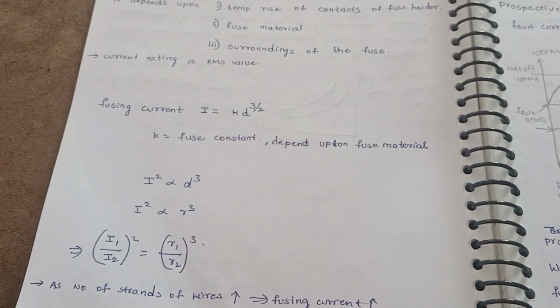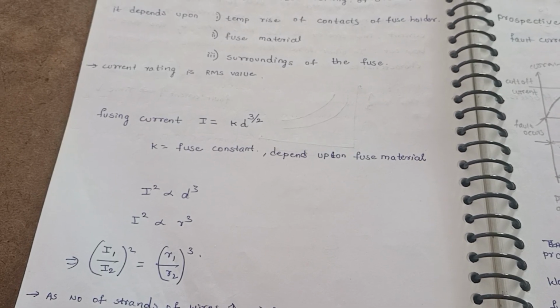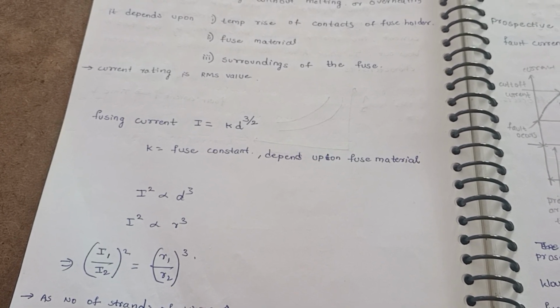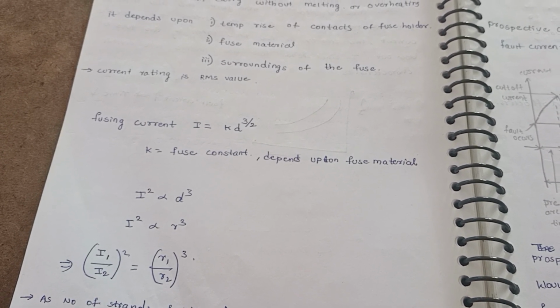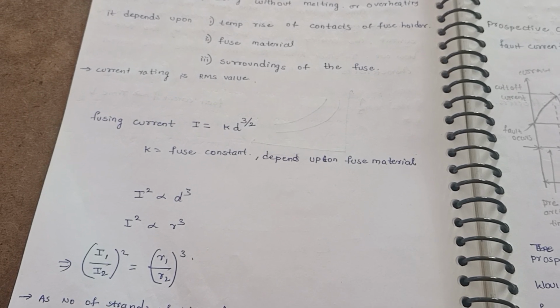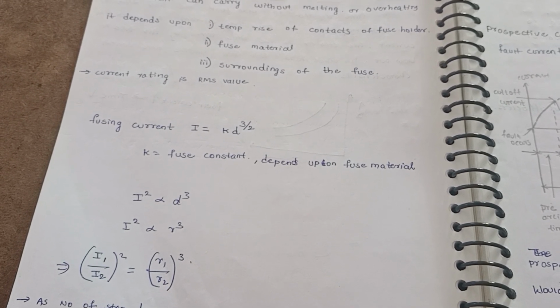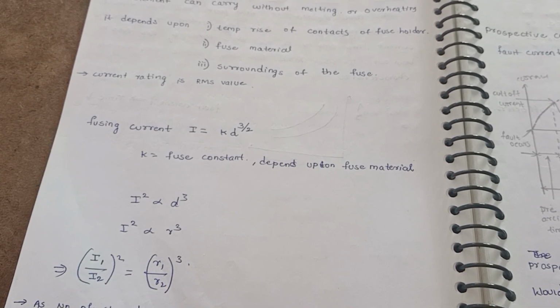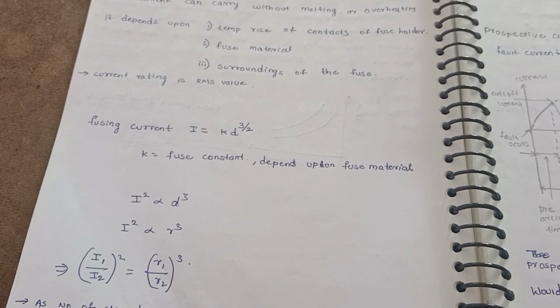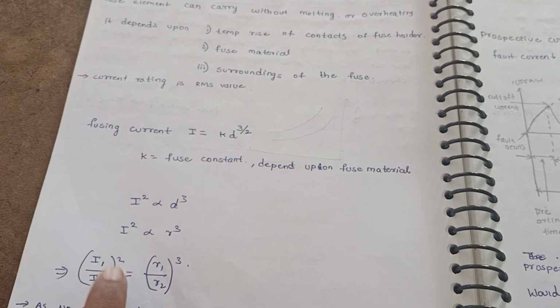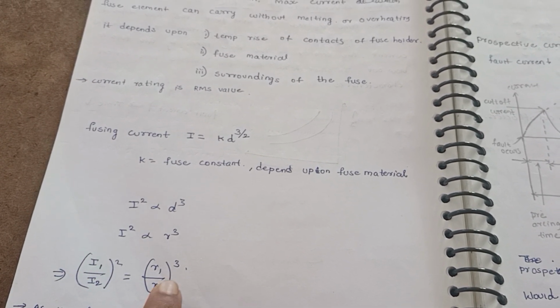So I squared is directly proportional to r cubed. So I squared is directly proportional to diameter cubed. Next, I squared is directly proportional to radius cubed. So (I1/I2)² = (R1/R2)³.